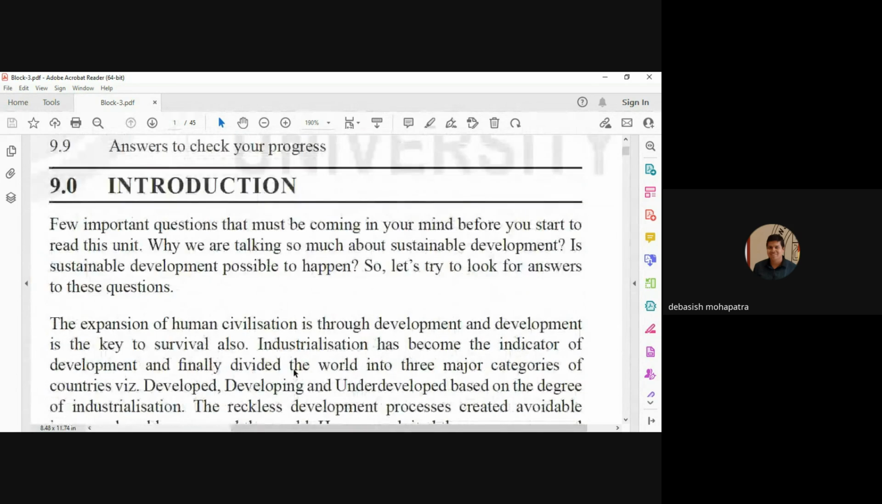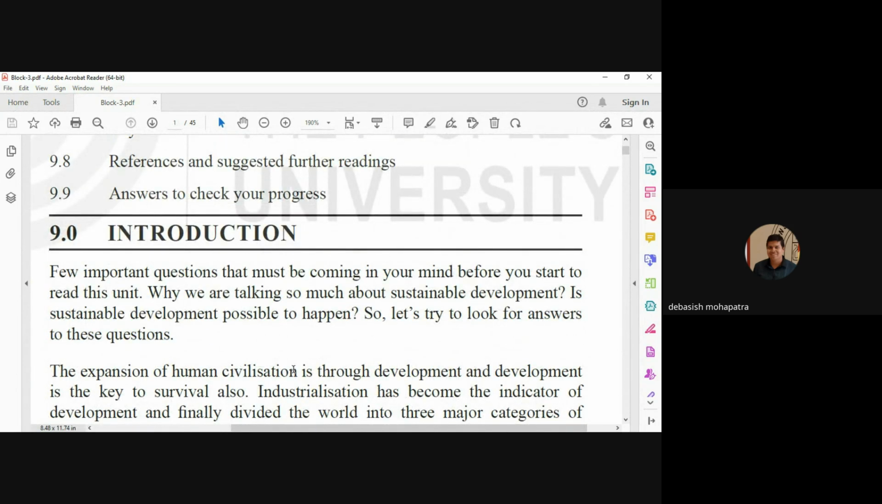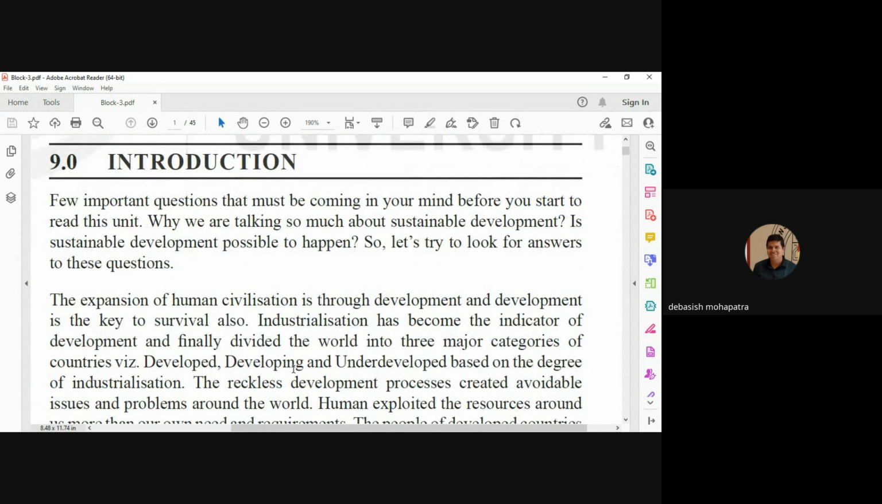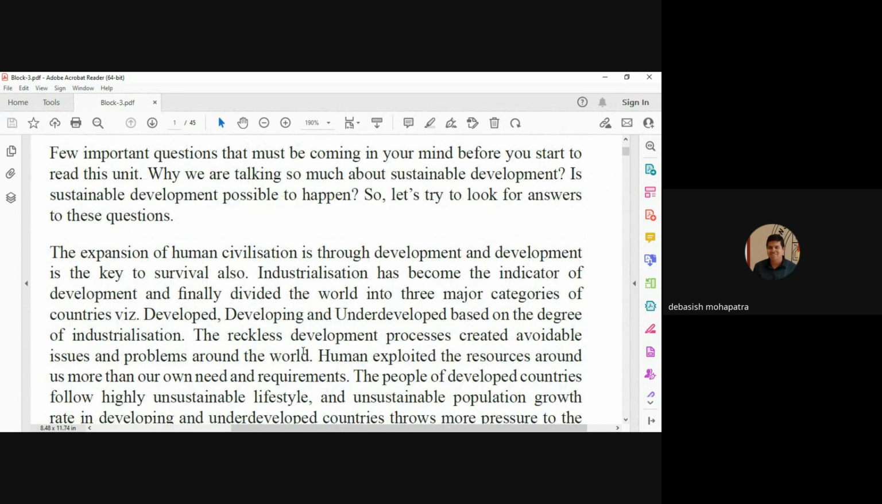The expansion of human civilization is how to develop, and development is the key to survival. Industrialization has become the indicator of development, and finally we have evolved into 3 major categories of countries: developed, developing, and underdeveloped, based on the degree of industrialization. The reckless development process created avoidable issues and problems around the world. This is avoidable, meaning we could have avoided it easily, but we have created it.